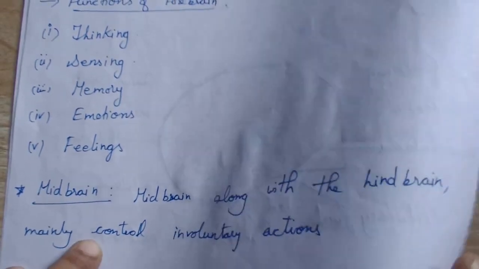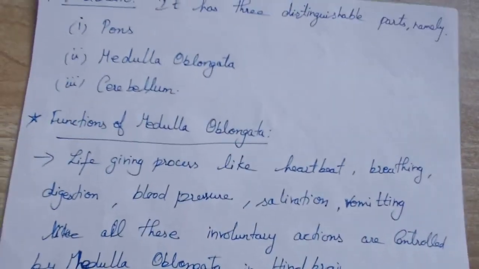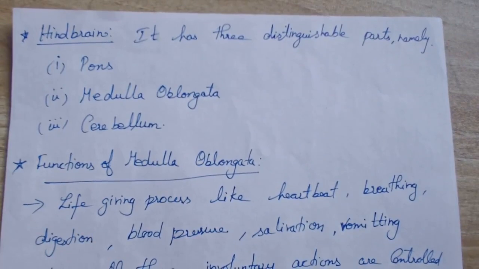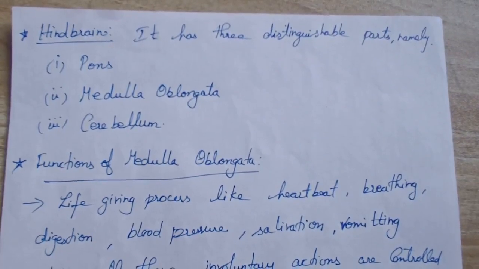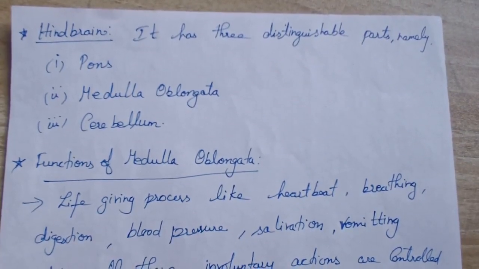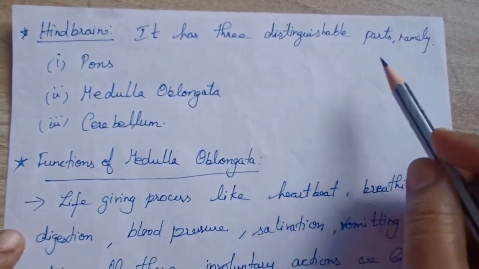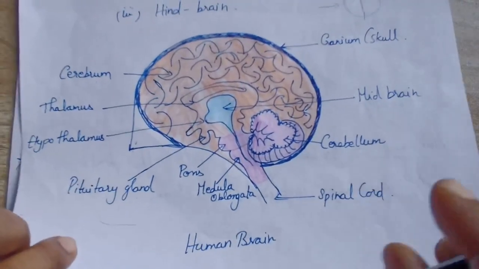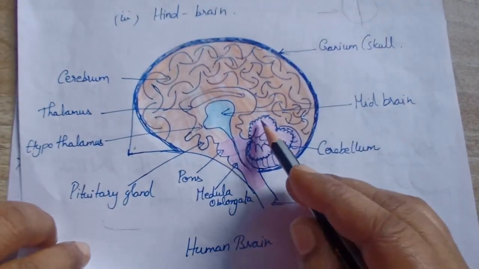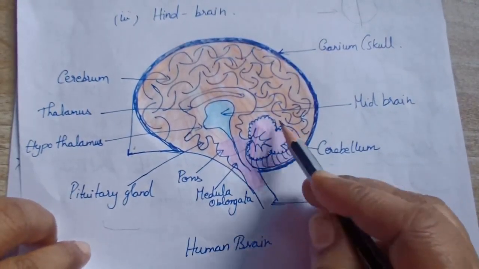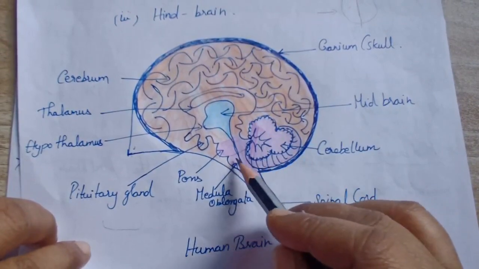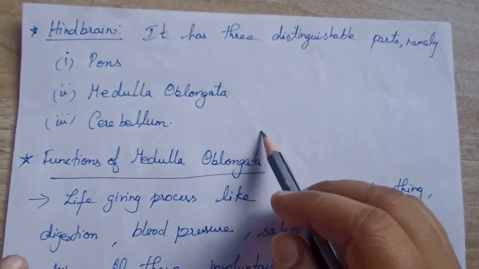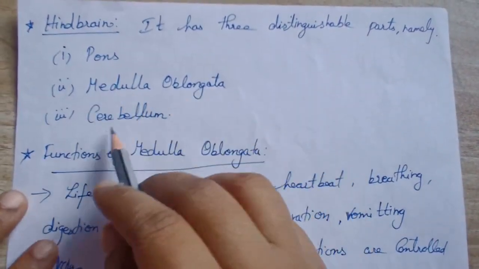Next, coming to the hindbrain. You know that the midbrain along with the hindbrain takes care of all the involuntary actions happening in our body. So it has three distinguishable parts. Why is it mentioned as distinguishable parts? Because it's clearly visible here. It is a stem-like structure, somewhat spear-like. So it has some distinguishable parts. What are they? Pons, medulla oblongata, and cerebellum.